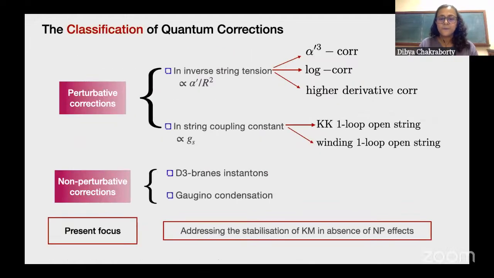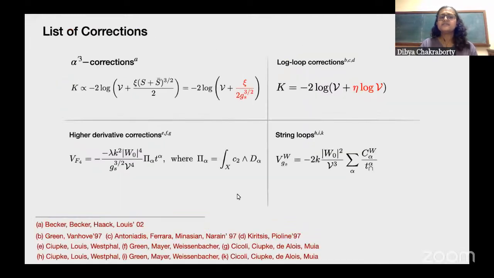So let us see. I will not be adding any non-perturbative corrections. These are the perturbative corrections: this is an inverse tension correction, and this is the loop correction. So this is the set of four corrections that I will be adding in my perturbative construction, in the hope of constructing a perturbative large volume scenario, and we will see what the implication is for inflation.